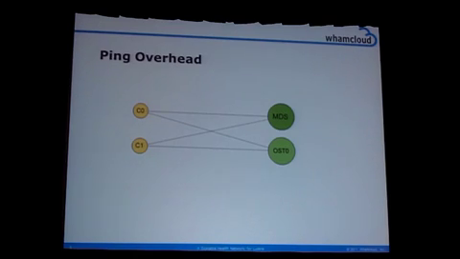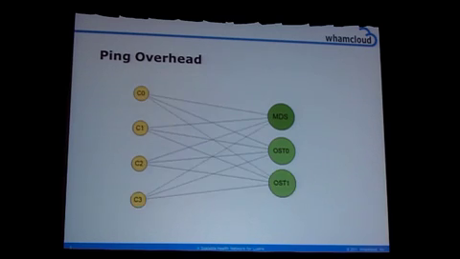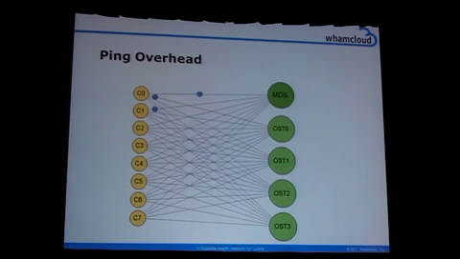So, what's the issue with pinging? Well, here's a little Lustre network. 2 clients, 2 servers. There are my pings going backwards and forwards. Everything's good. Not too many. Let's double the size of that. So now we see a few more pings going on. Still not too many. Let's double the size of that. Now we've got quite a few pings going on.